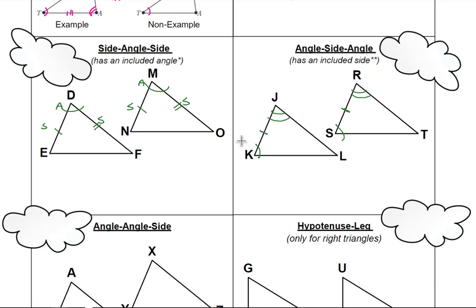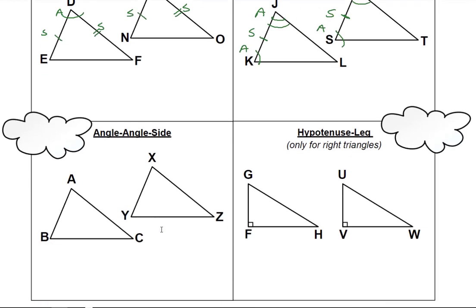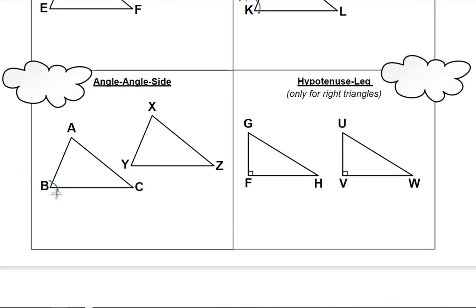Looking at angle side angle, we have two angles with the included side in between the two angles. For angle angle side, we've got two consecutive angles and then a side. So we can see that's the AAS pattern. And we can say those triangles are congruent.